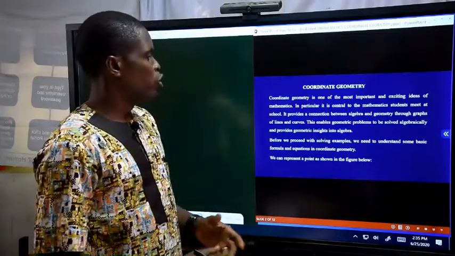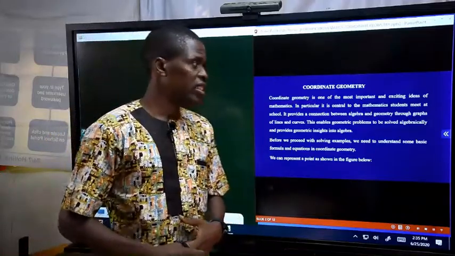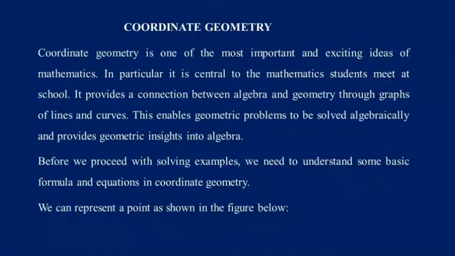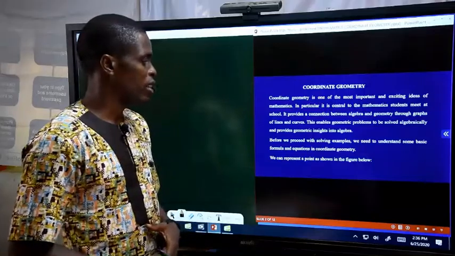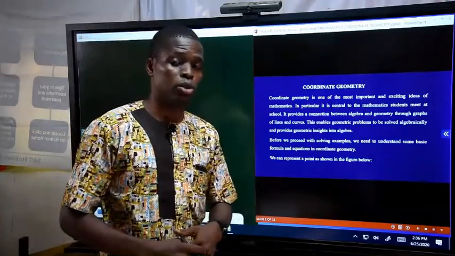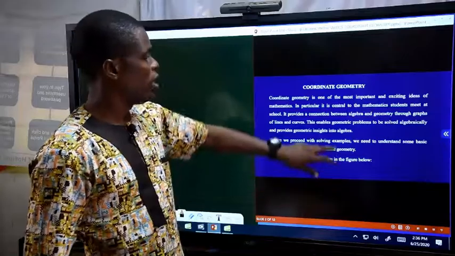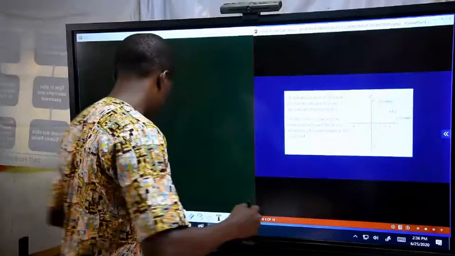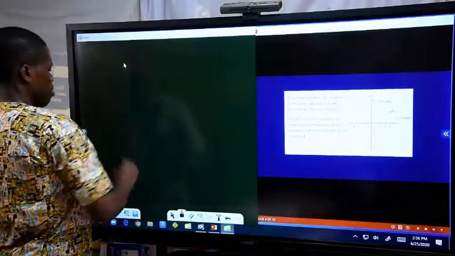Okay, so coordinate geometry is one of the most important and exciting ideas of mathematics. In particular, it is central to the mathematics students meet at school. It provides a connection between algebra and geometry through graphs of lines and curves, especially when you are representing a point with respect to the XY plane. Okay, so in the XY plane, we have the x-axis and the y-axis. Here we can represent a point P.